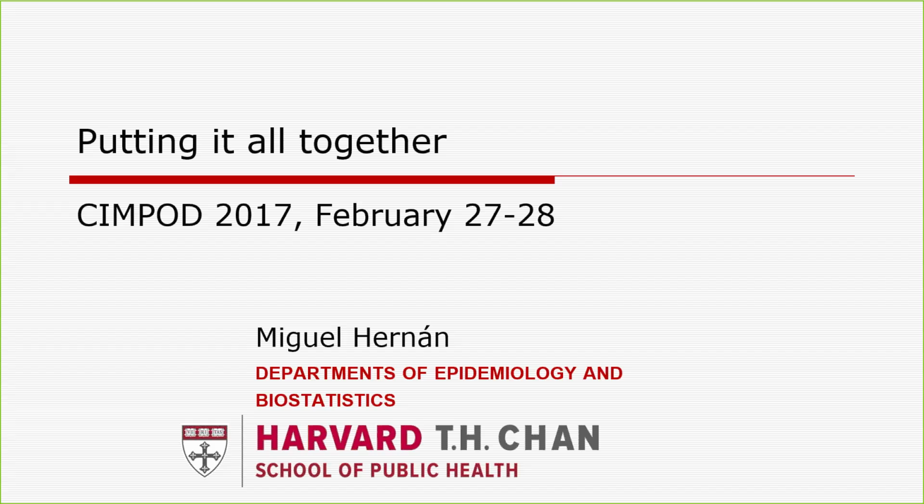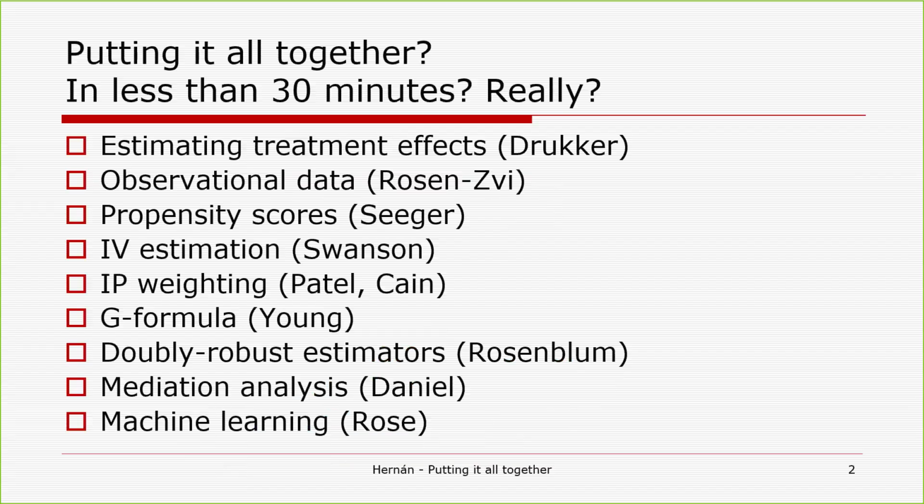So I have to go fast. There was a lot going on over the last couple of days, and it's very hard to put these things together. Some people have to talk about all the things that were discussed in the last two days. You are not attending all of the sessions, of course, but there were sessions on estimating treatment effects, observational data, propensity score, G-estimation, IP weighting, the g-formula, doubly robust estimators, mediation analysis, and machine learning.